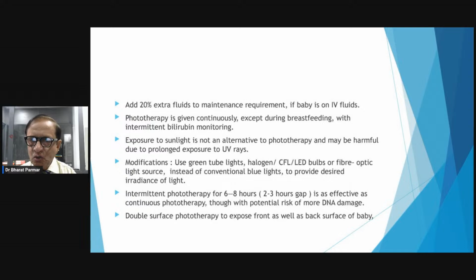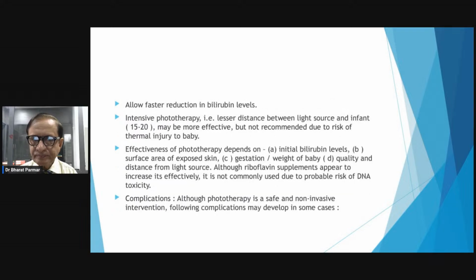Modifications: use of green tube light, halogen, CFL, LED bulb or a fiber optic light source instead of conventional blue light to provide the desired irradiance. Intermittent phototherapy for 6 to 8 hours with a 2 to 3 hours gap is as effective as continuous phototherapy, though with potential risk of more DNA damage. Double surface phototherapy exposes the front as well as the back surface of the baby, and allows faster reduction in bilirubin level.